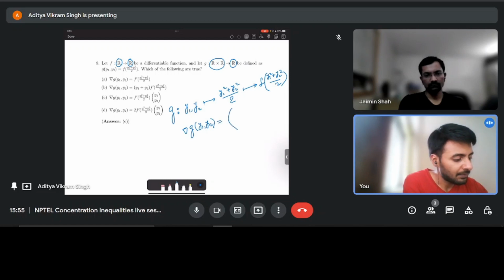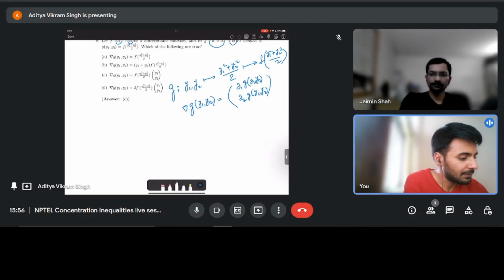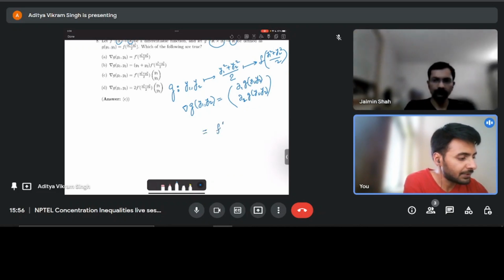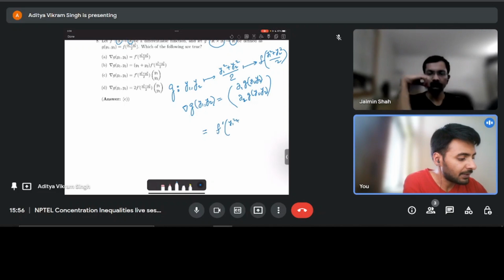It would be ∂g/∂y1, right? Y1 comma y2. Since we already have ∂1 and ∂2, first compute the partial derivative with respect to the first variable, and then the partial derivative with respect to the second variable of this g(y1, y2). And by chain rule, what would be the partial derivative? It would be just f'((y1² + y2²)/2).